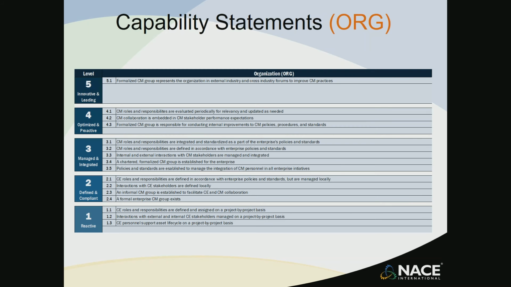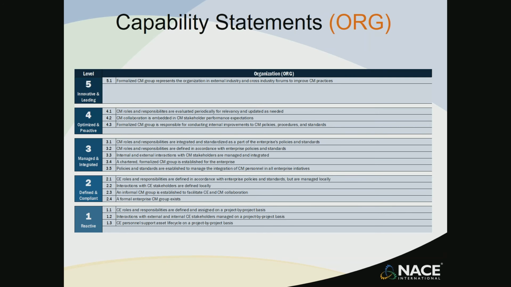Moving up to level 2, you see the capability statements that a formal enterprise corrosion management group exists. That means that there's a corrosion management group for the whole company, so enterprise-wide. Or it could mean that interactions with corrosion engineering stakeholders are defined locally. That means, remember, I defined locally as a geography or an operating unit. So those would be capabilities at a level 2. That's still defined and compliant.